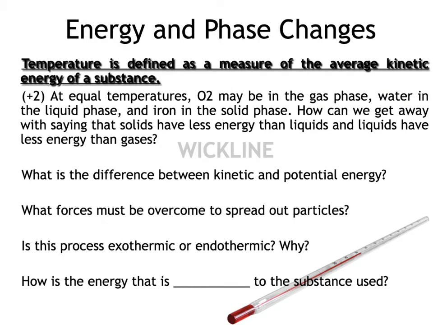This slide's about energy and phase changes, and this extremely bold passage right here, which is the definition for temperature, is absolutely required in your Cornell notes. So it says that temperature is defined as a measure of the average kinetic energy of a substance. There's a lot of things that this does not mean. This does not say that temperature is a form of energy. Heat is a form of energy. Temperature is just a way that we can measure the average kinetic energy of a substance.